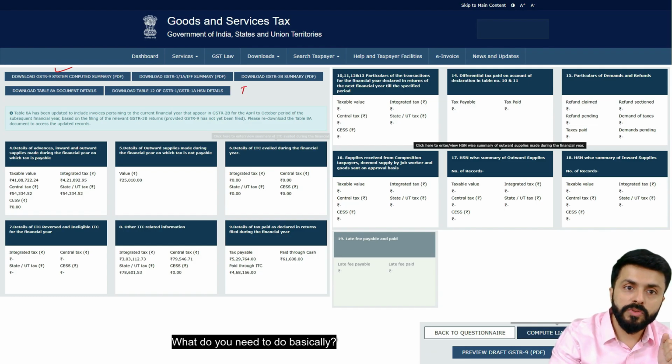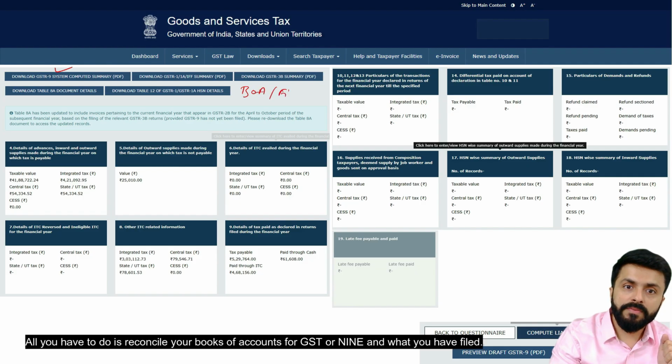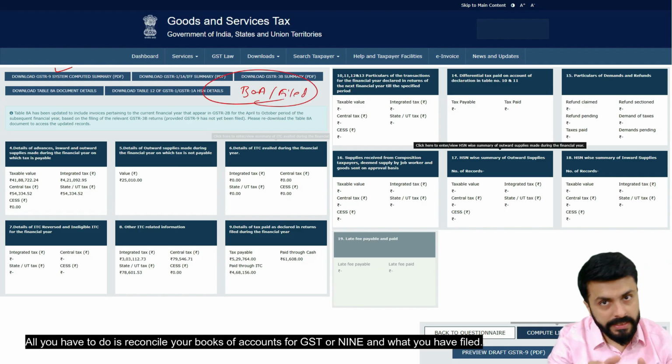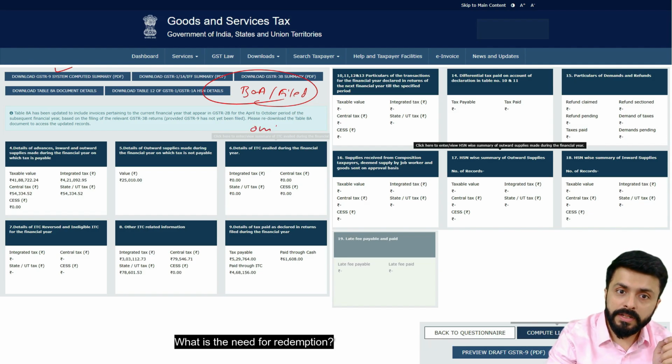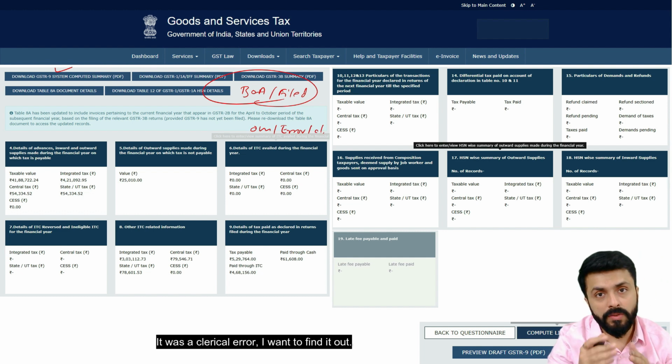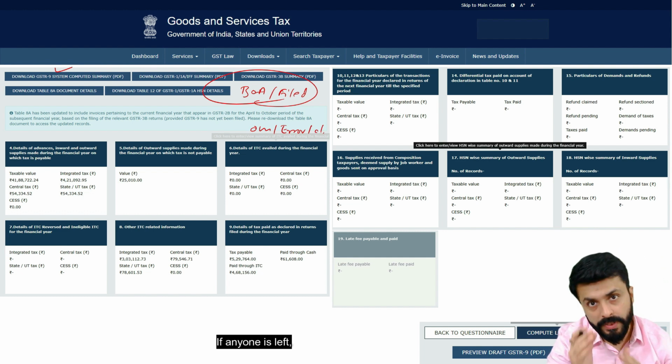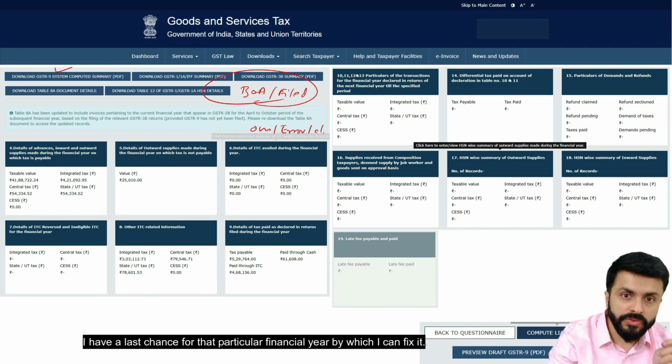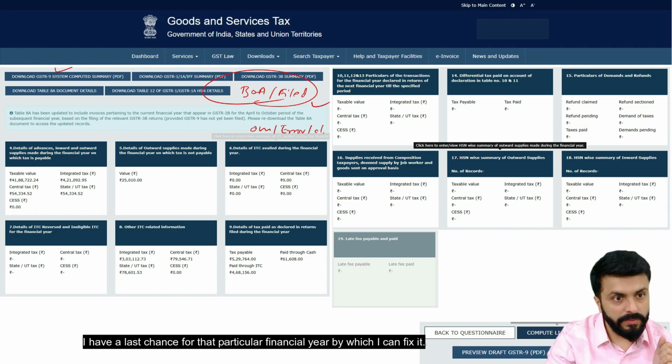What do you need to do basically? All you have to do is reconcile your books of accounts for GST with GSTR-9 and what you have filed. What is the need for this? If I have an omission error or a clerical error and I want to find it out, if anything is left, this is my last chance for that particular financial year by which I can fix it.